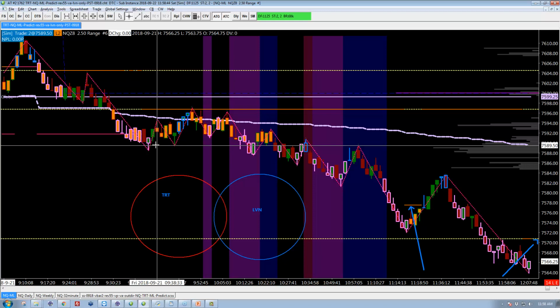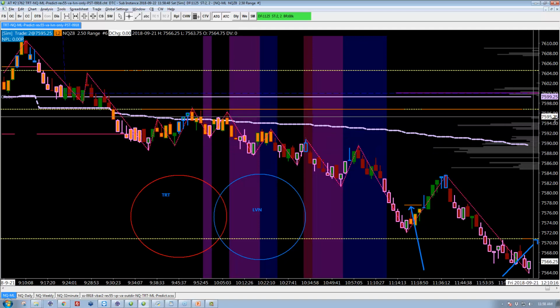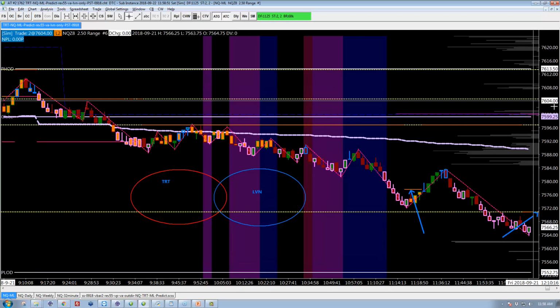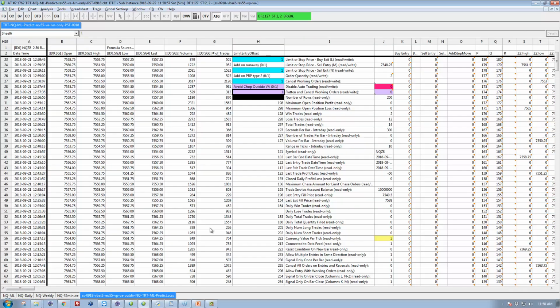Why would you ever get rid of... So Randy, the chop avoidance is now only implemented outside the value area. Okay? And I provided the option to not use it at all. It's up to you. The reason to have the option is that when the markets are quiet, you probably don't want chop avoidance.